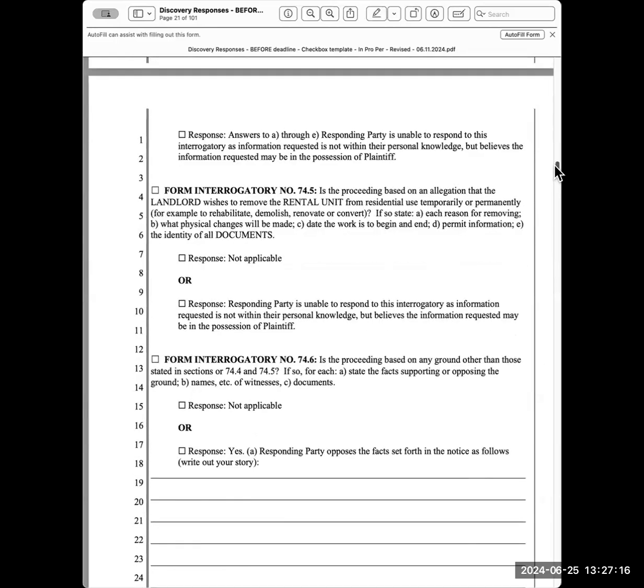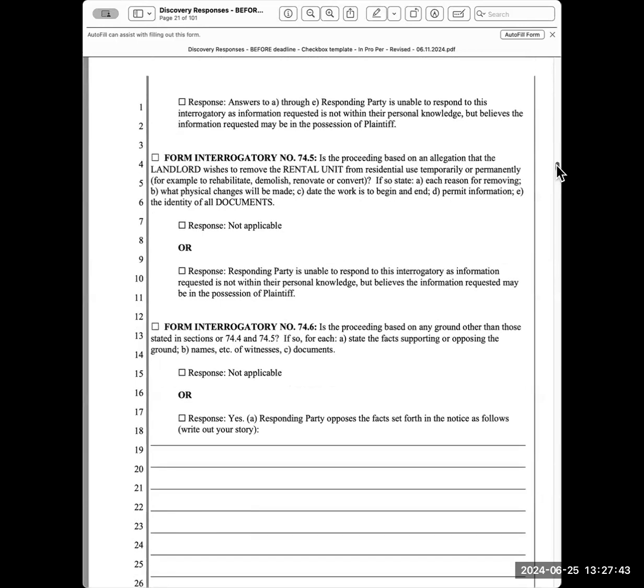74.5. Is the proceeding based on allegation that the landlord wishes to remove the rental unit from residential use temporarily or permanently, for example, to rehabilitate, demolish, or renovate, or convert the property? If so, state each reason for removing, what physical changes will be made, date the work to begin and end, permit information, and identity of all documents. This is, again, typically a question for the landlord to answer.